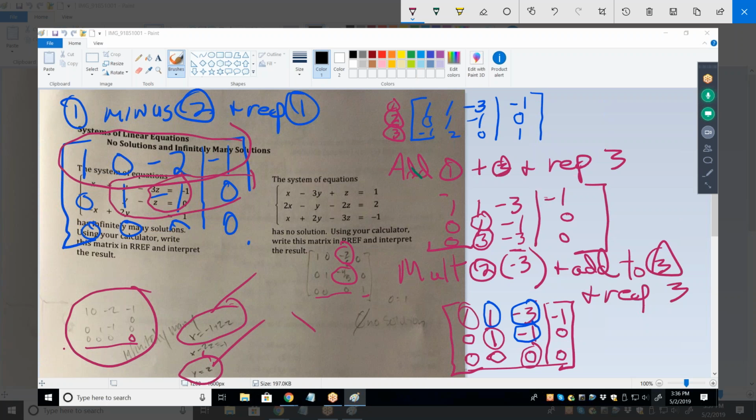Let me give you an example of that. X plus y equals 10. X plus y equals 9. Subtract the 2 equations, you have 0 equals 1.